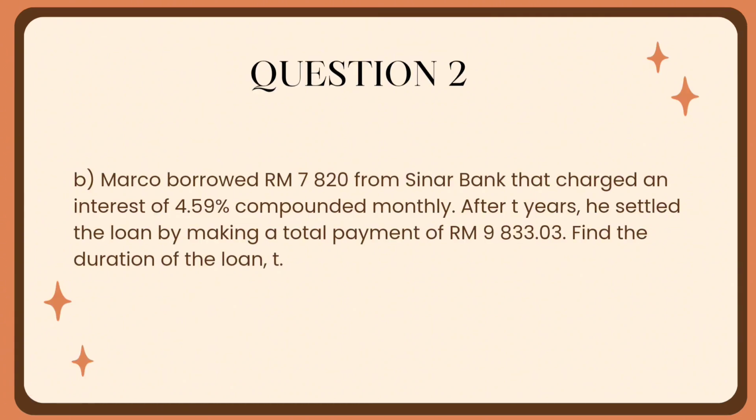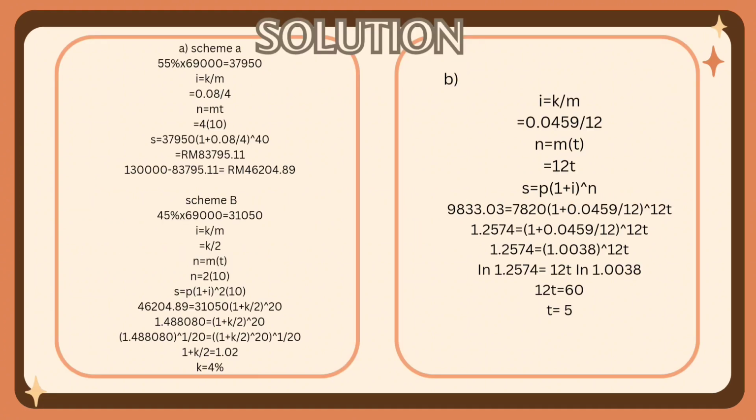Question 2B. Marco borrowed RM 7,820 from Sina Bank that charged an interest of 4.59% compounded monthly. After 3 years, he settled the loan by making a total payment of 9,833 ringgit. Find the duration of the loan T.